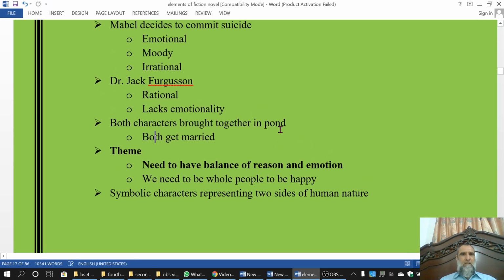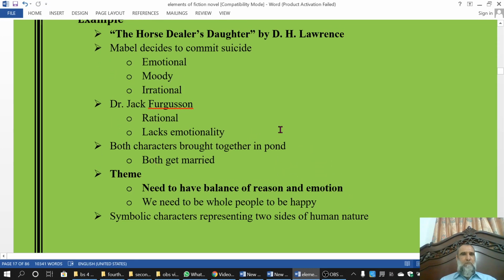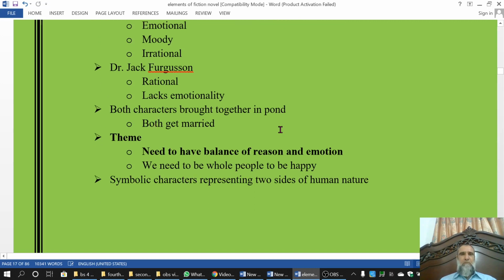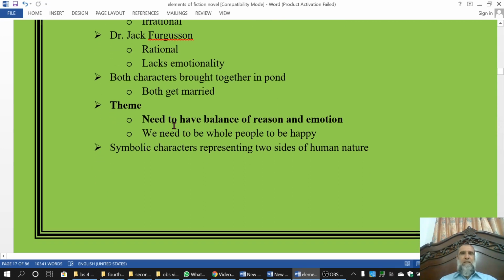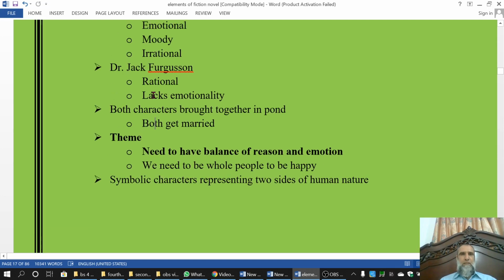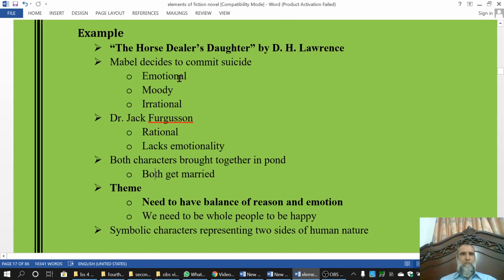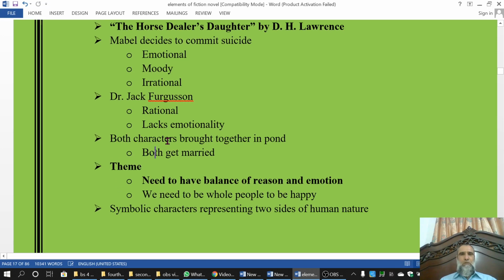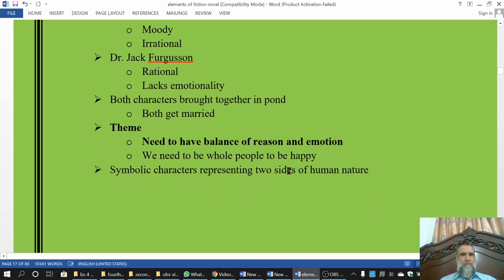Normally this doesn't happen, that someone saves you and you get married to him or her. This doesn't happen, but as these characters are symbolic, we get the theme that there is a need to have balance of reason and emotion. So Jack is symbolic for reason, and Mabel is symbolic for emotion. When there is a combination of emotion and rationality, then you can lead a balanced life. This is the theme. We need to be whole people to be happy. A combination of emotion and reason. This is the whole people.